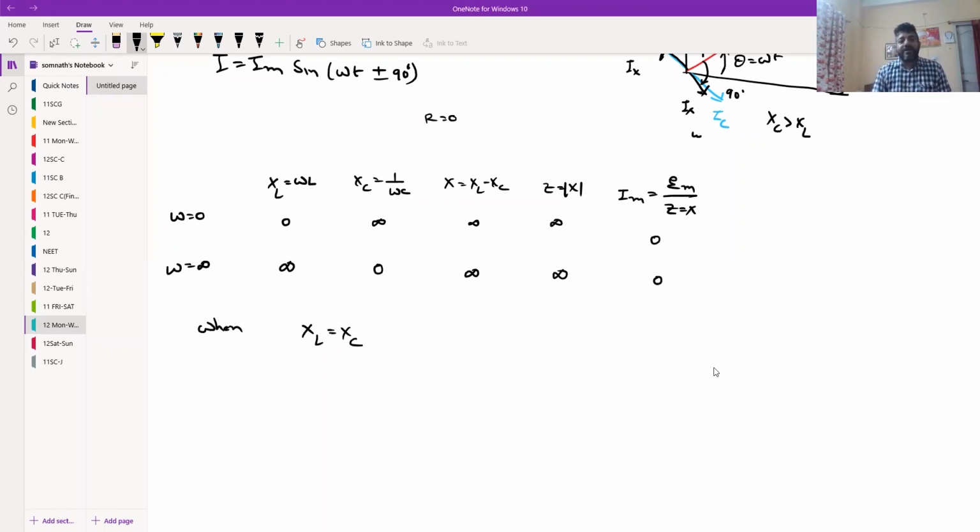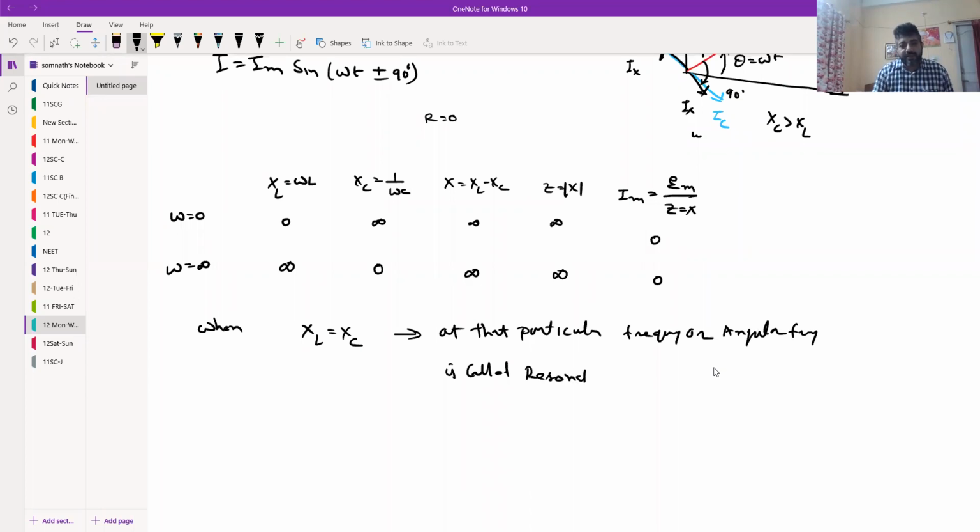When they are equal, okay, that frequency, or angular frequency, at which they are equal is called the resonating frequency or angular frequency. Understood? When? When they are equal. So it is a special frequency.